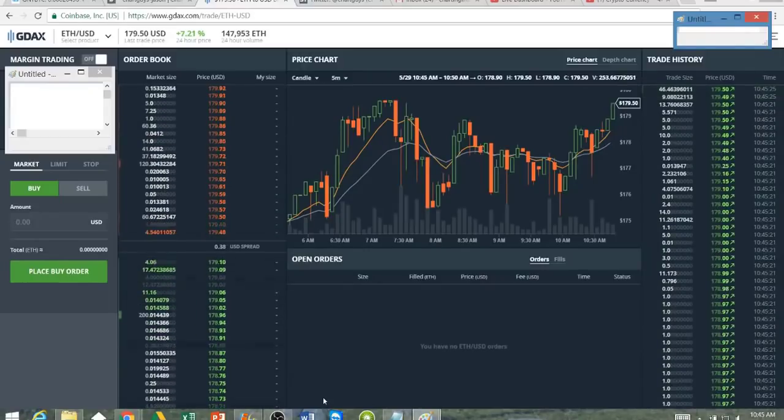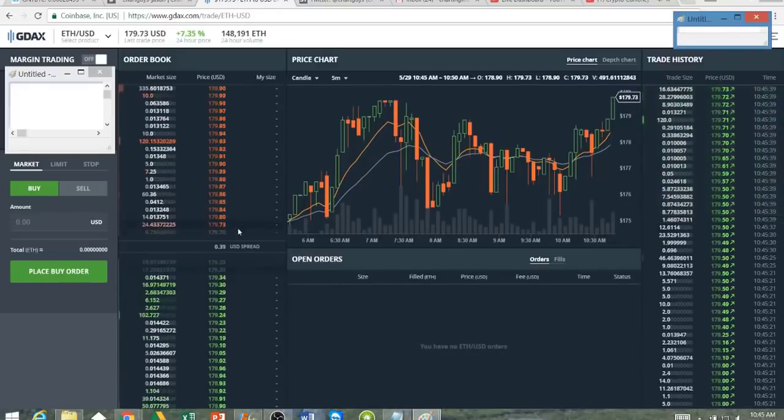I was actually in ETH right before I went live, and I sold everything because I didn't want to be thinking about it in the back of my head. But this is the move I was looking for. If we break 180 here on ETH, we're looking up towards 185. So there's some nice bull momentum here, but 180 is a key resistance.